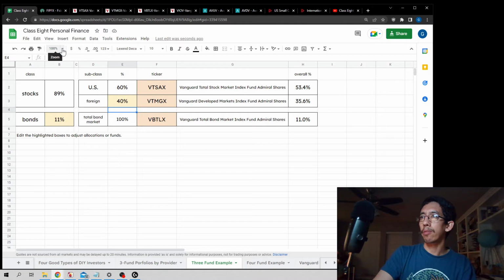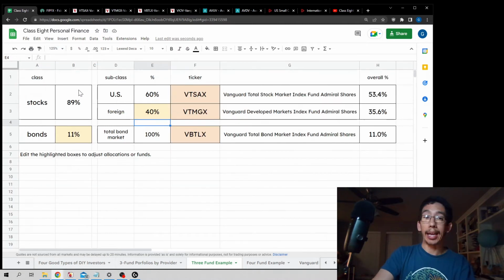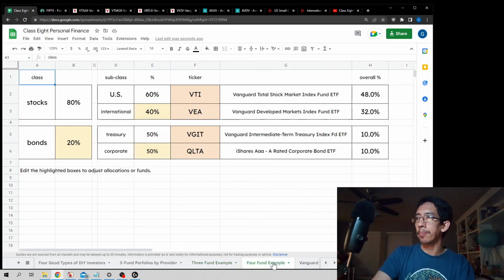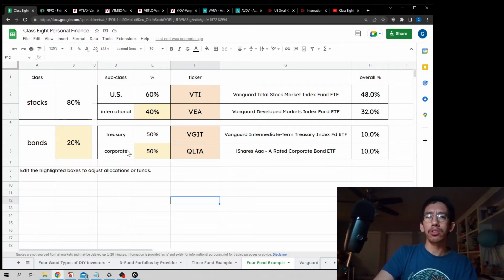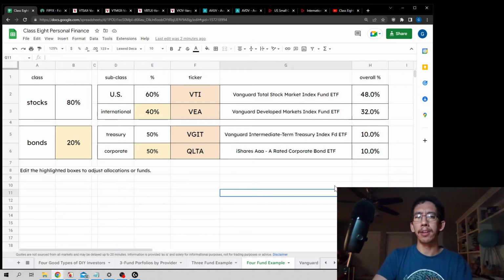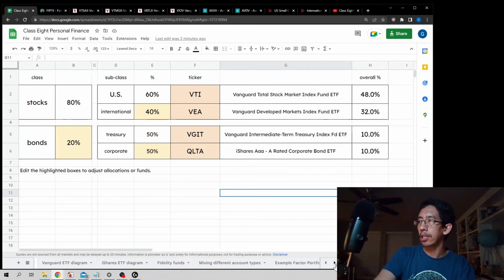So you take this three fund portfolio here, and you might add something to it. What could you potentially add? I made this one back in the day on the site, and it was a four fund example. I said, hey, you could split out your bonds. You could say, hey, have a separate treasury bond fund and a separate corporate bond fund if you feel like you need to adjust the bond exposure in your portfolio. That's one thing you could do.